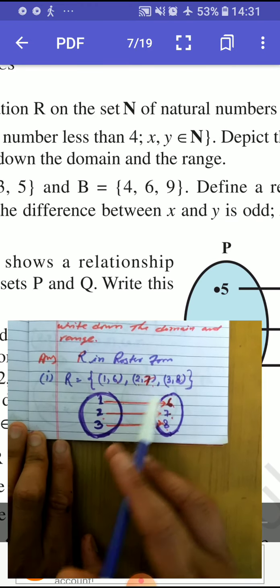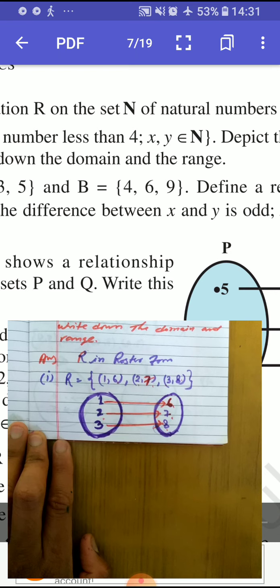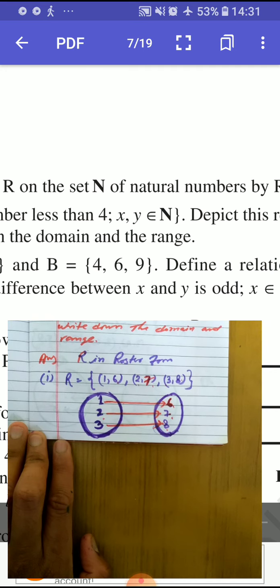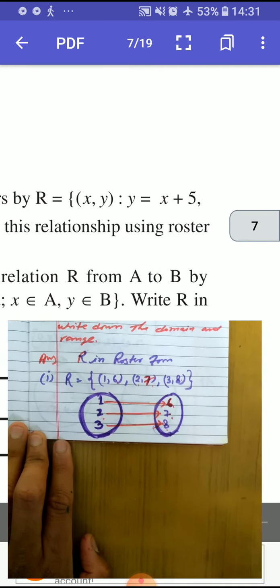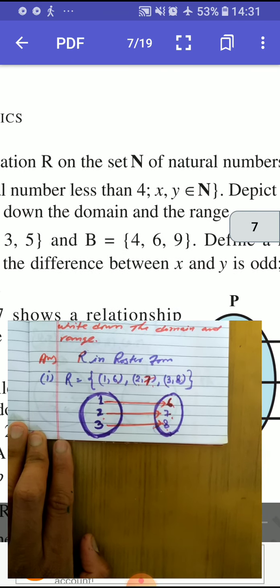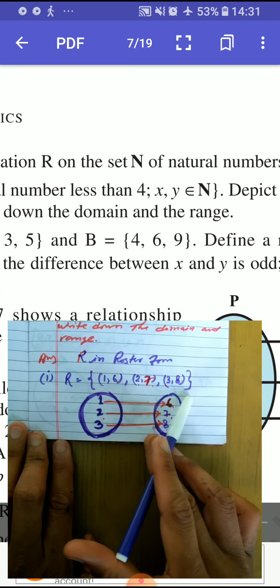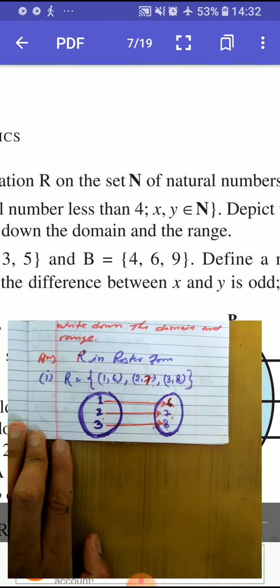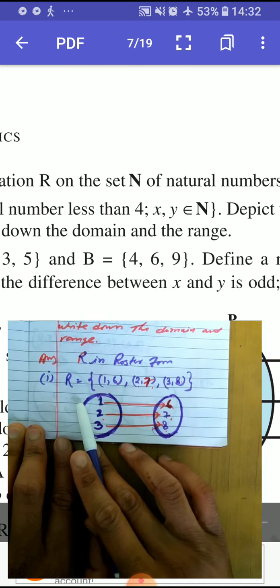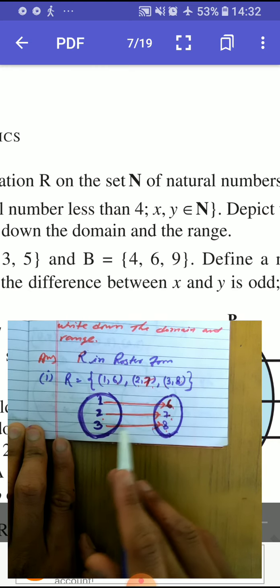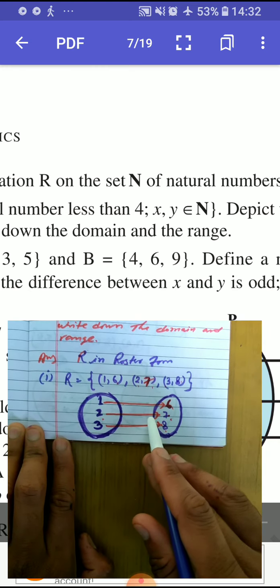in this question, if you put x equal to 1, you will get y equal to 6. If you put x equal to 2, you will get y equal to 7. If you put x equal to 3, you will get y equal to 8, since the value of x is less than 4. So therefore the roster form of this is (1, 6), (2, 7), (3, 8), and the arrow diagram you can also make like that, right?